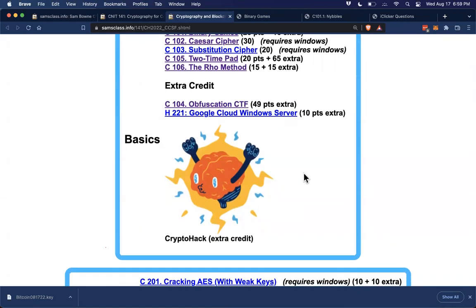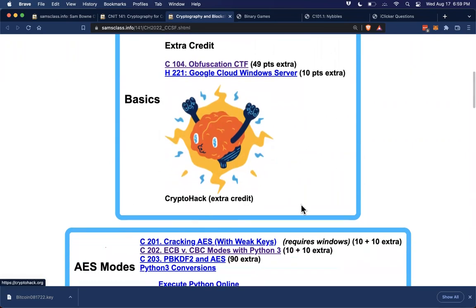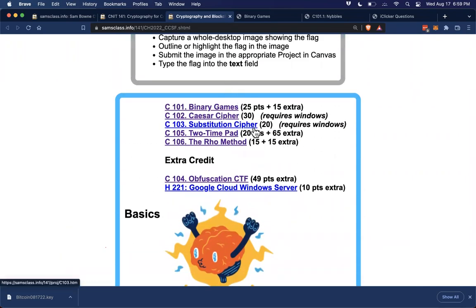There's a lot of extra credit. And this thing called CryptoHack is an online cryptography program system that is wonderful. If you do that, that's worth extra credit too. And all these things. Anyway, I'll talk about them and demonstrate them as we move ahead.